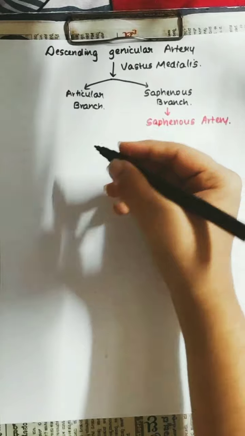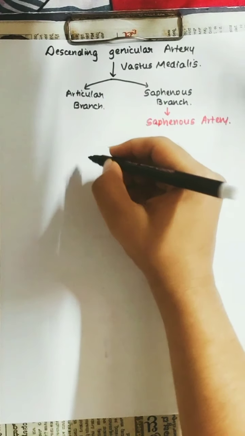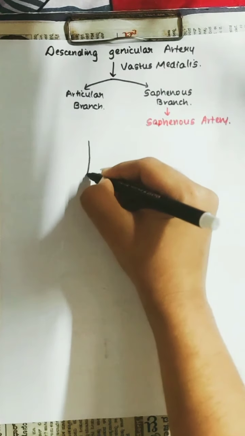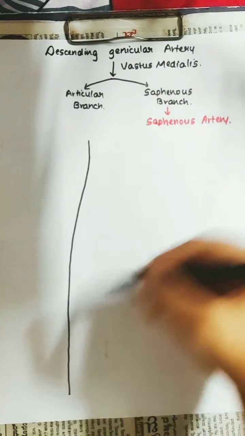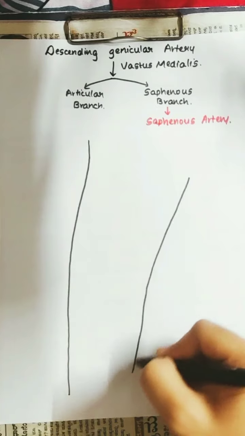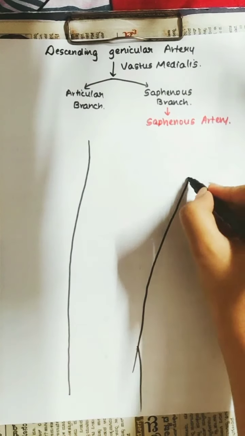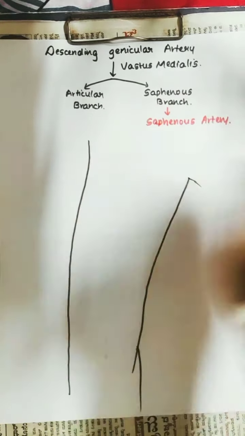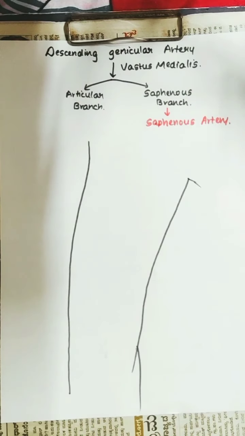Now we'll see the branches of the femoral artery with the help of a neat label diagram. So this is our thigh, consider it is a part of thigh. We'll see its branches as well as the supply.